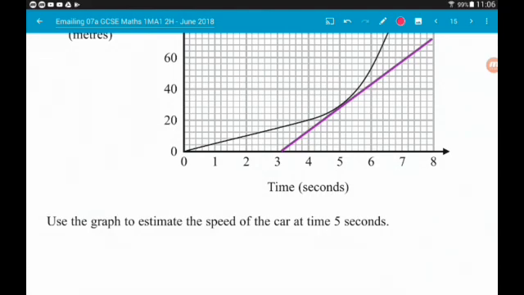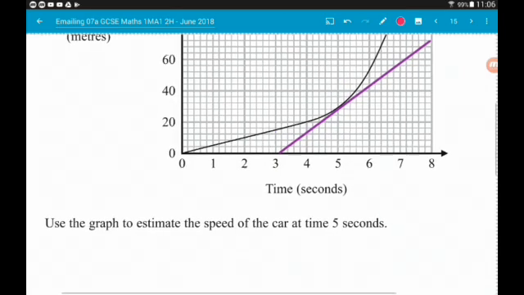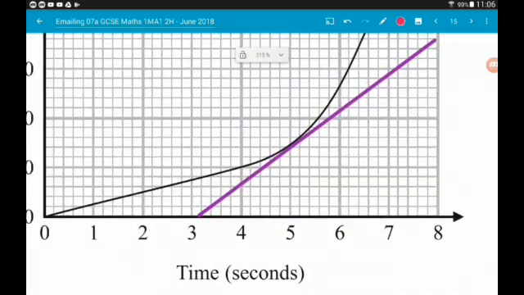So the trick to a question like this is to first of all draw a tangent to the curve at the point we are interested in. So that is what my purple line is doing here. The purple line is a tangent to the curve at 5 seconds. Now what we want to do is find the gradient of the tangent. The gradient of the tangent is going to be the same as the gradient of the curve at the point that it touches. So gradient is difference in y over difference in x.